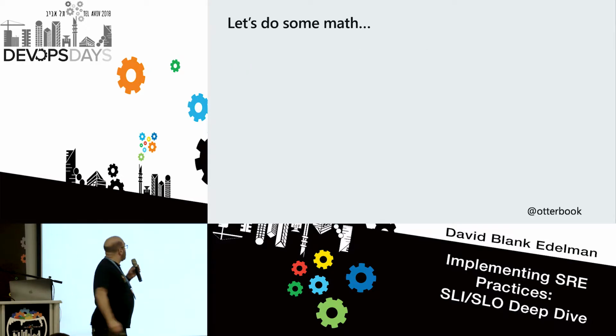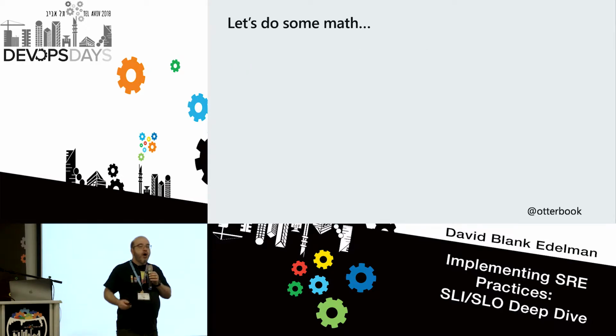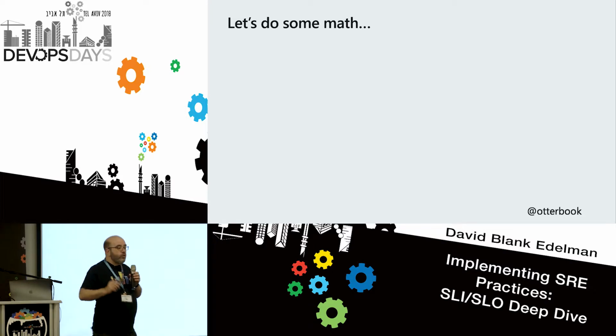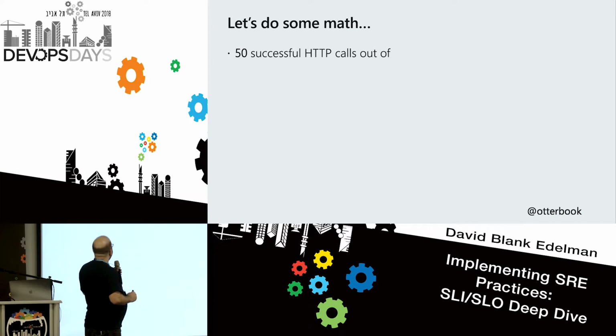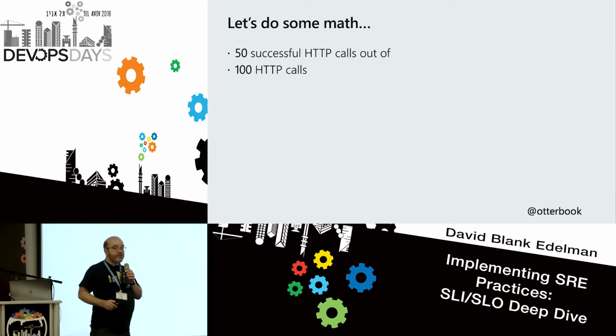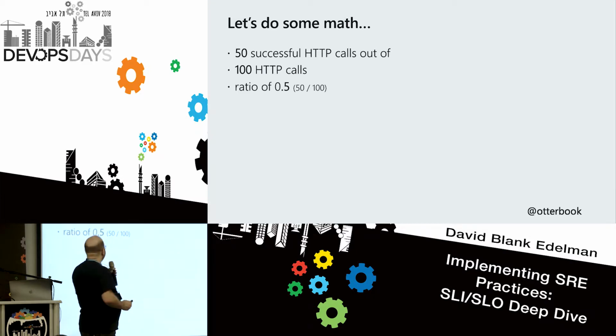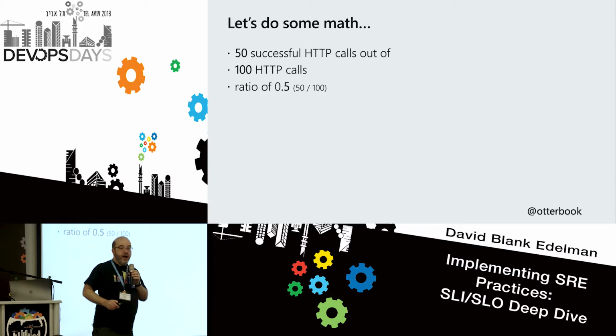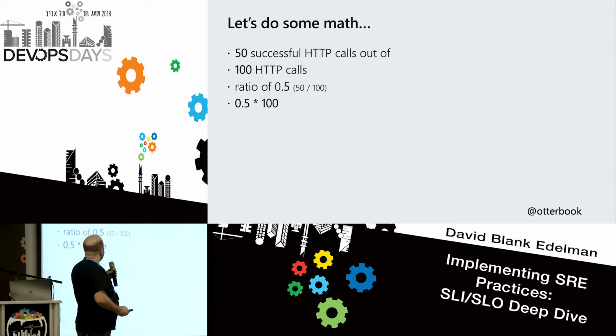Okay, let's do the terrible math. This is how hard simple SLIs are. Are you ready? Can we work really hard on this? I'm going to show you some complex math. Let's say we have 50 successful HTTP calls out of 100 HTTP calls. Are you ready? The ratio is 0.5. Got it? This is how hard we're going to get.